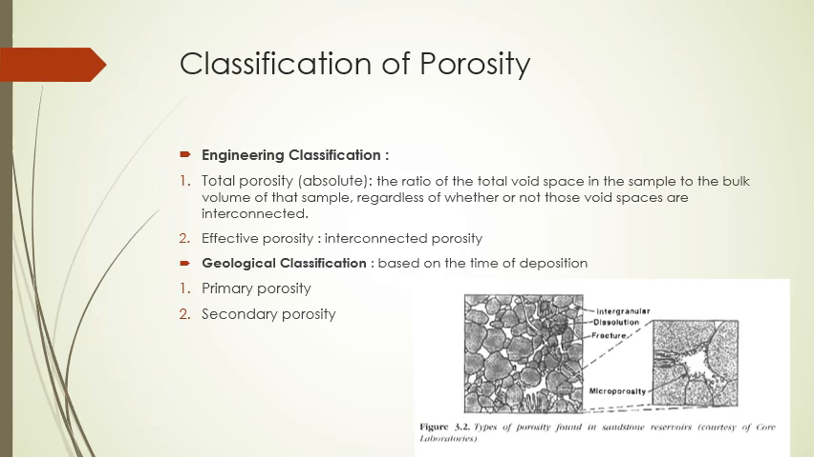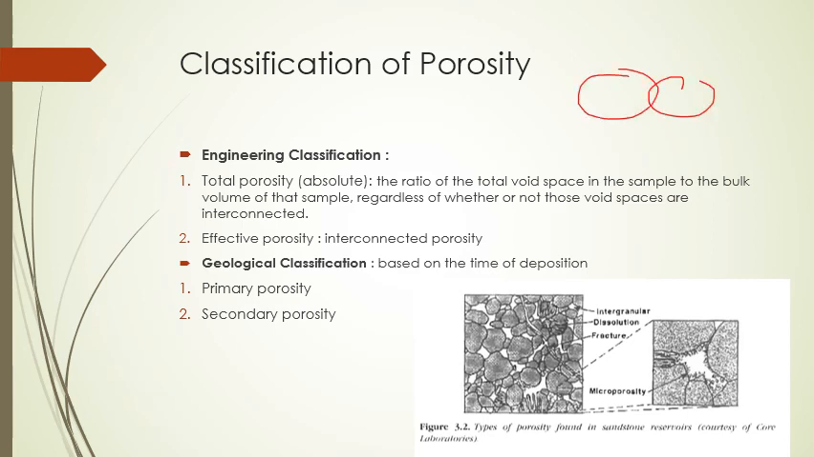Now we have two types of classification of porosity. The two major types are the engineering classification and the geological classification. The engineering classification divides the porosity inside the samples into total porosity and effective porosity. Total porosity includes all types of porosity, regardless of whether or not those void spaces are interconnected, while effective porosity focuses on the interconnected porosity.